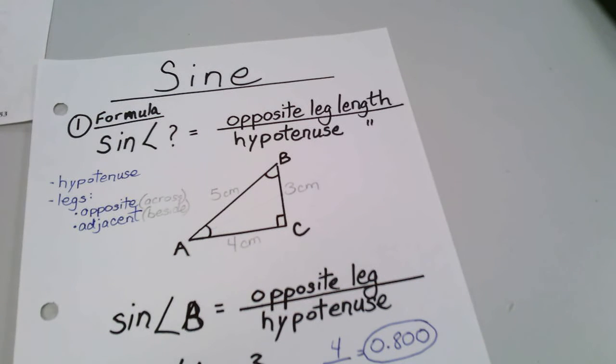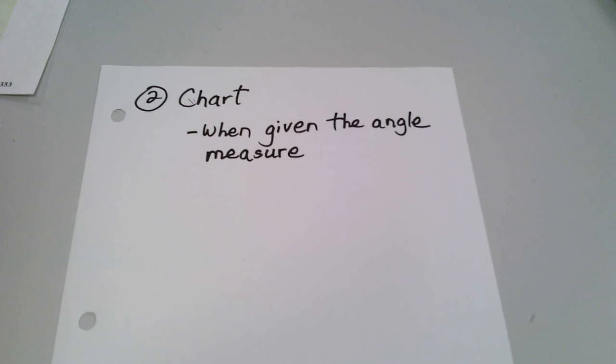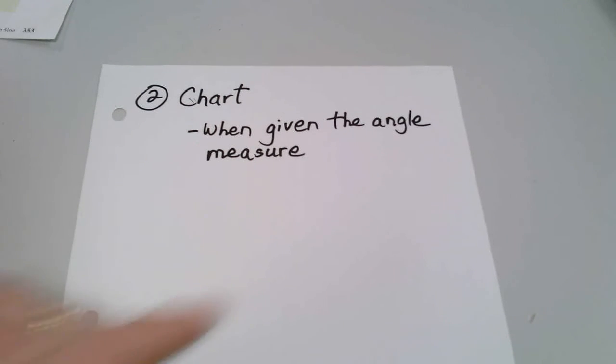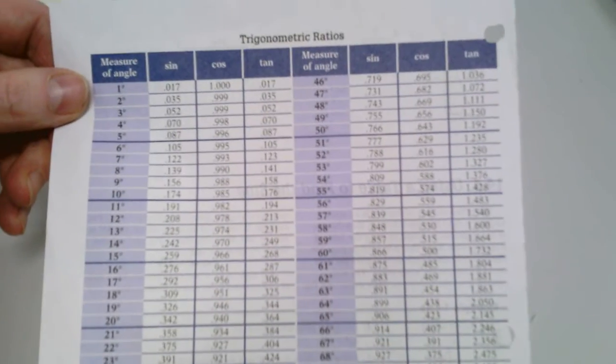Now there's a second way to do it, much, much easier, which you guys are going to be relieved about. And that is using a chart instead of a formula. So the way it works is actually quite simple. If they don't give you the lengths of the sides of the triangle, you don't have to use the formula, you use this chart. They will give you the angle measure instead. So they'll say how many degrees it is. In which case, all you have to do is use this chart in your book.